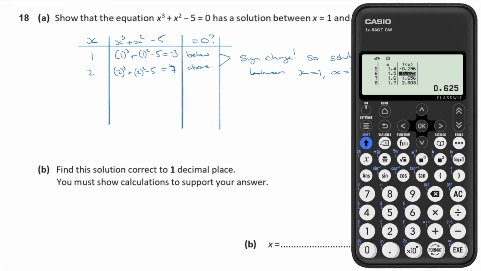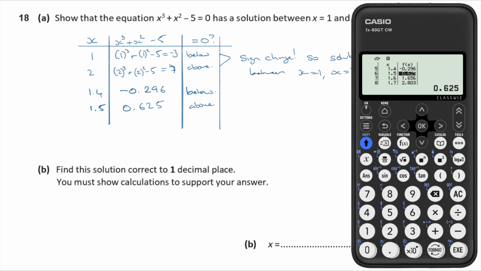So let's write those solutions down. At 1.4, we know that it was minus 0.296 because the table told us so, which was below. And at 1.5 it is positive 0.625, which is above. Okay, so we know the solution is going to be either 1.4 or 1.5.